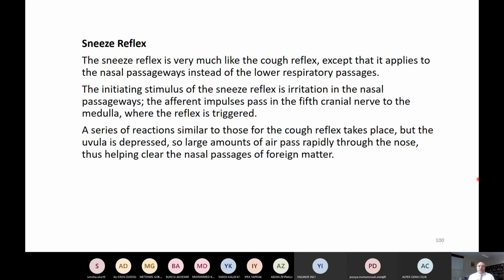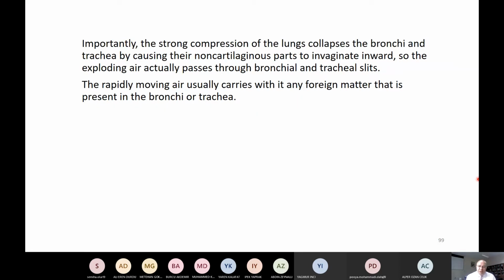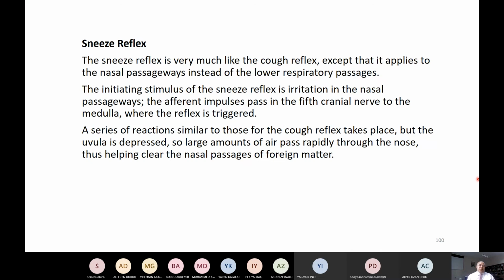Okay, now the sneezing reflex. Coughing. Now I am coughing. Okay, if there's something blocking the air passages, it will be thrown away by the coughing reflex. Now the sneezing reflex.